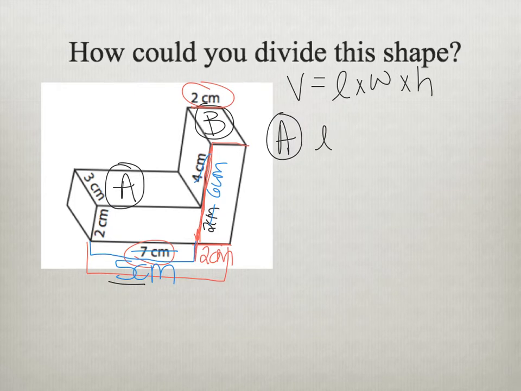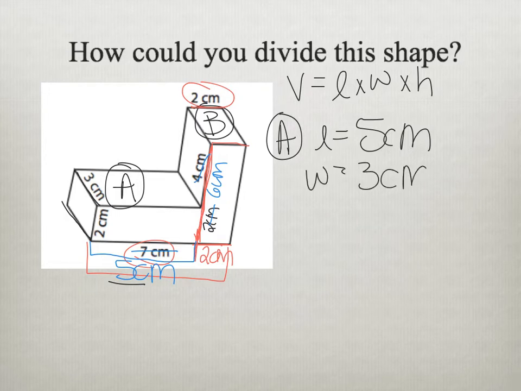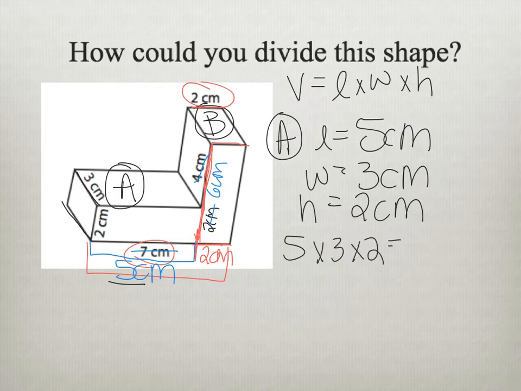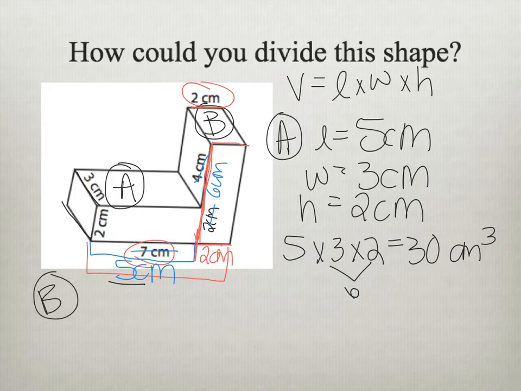Looking at shape A, my length is 5 centimeters. My width, right here, is 3 centimeters. And my height is 2 centimeters. So I'll multiply all those together. 5 times 3 times 2. 3 times 2 is 6, and 5 times 6 is 30 centimeters cubed. Let's move on to shape B.